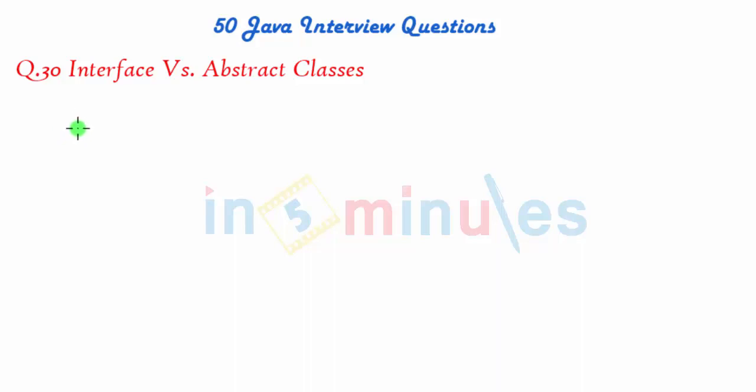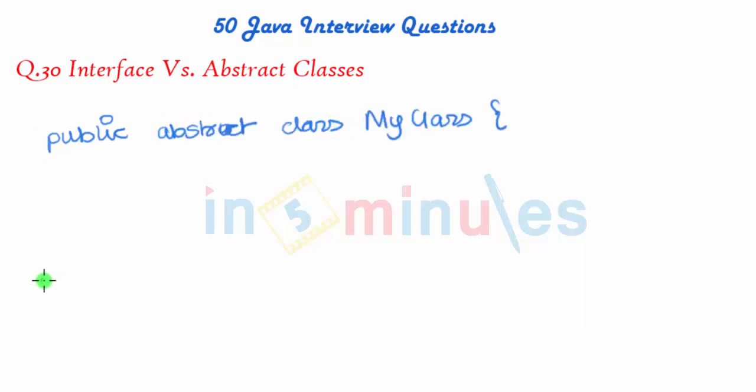So if we want an abstract class, we start it like this. We'll have public abstract class MyClass. Now it is necessary that this class has at least one abstract method. So how do we define abstract methods? We simply add the abstract keyword over here: abstract void method1.